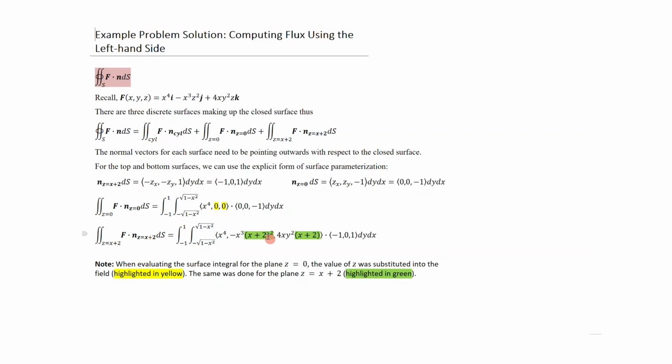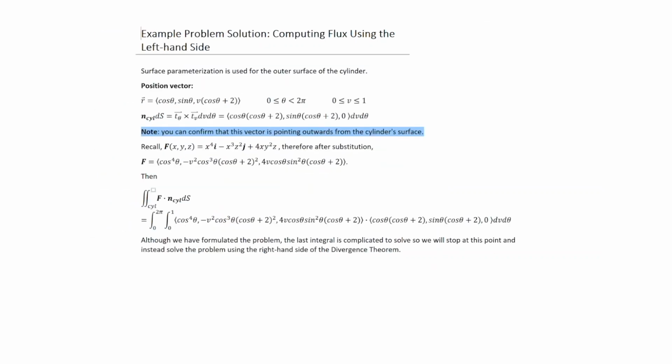Anyway, so next slide. Okay, so let's look at the last surface, which is the outer cylinder. In this case, it's better to use surface parameterization. It's easier. So here we have the surface parameterization: cos theta, sine theta, v cos theta + 2, and v can range from 0 to 1. So this more or less allows us to frame the outer cylinder. And of course, it'll have a cut in it, and that's indicated here in terms of the z dependency. That's why this has a v in here, a v cos theta + 2.